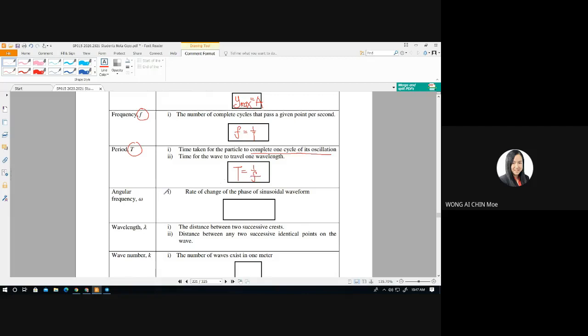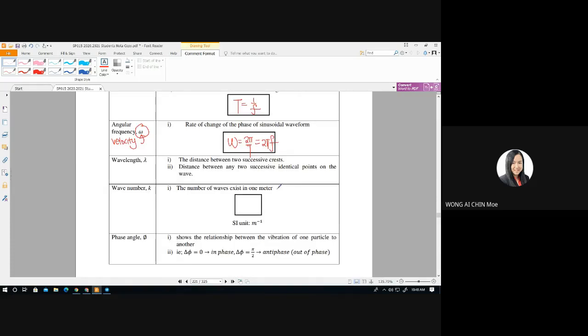Okay, and angular frequency, or sometimes they will say angular velocity. Actually we are referring to the same thing, yaitu omega. It's the rate of change of the phase of the sinusoidal wave. So we can write omega equals 2 pi over T, or 2 pi f.